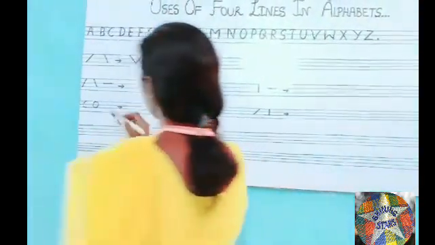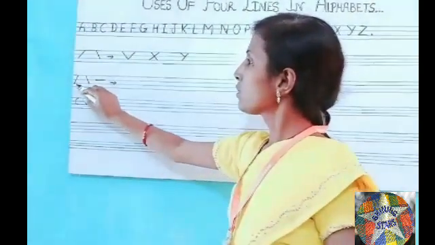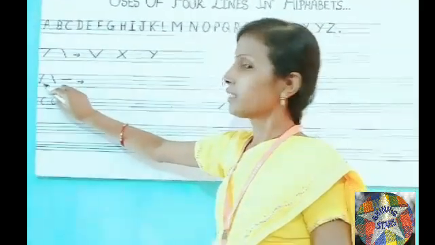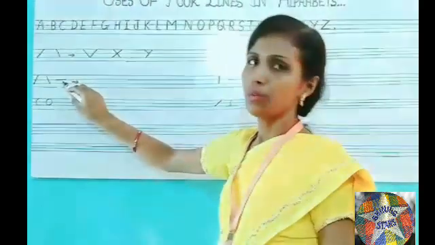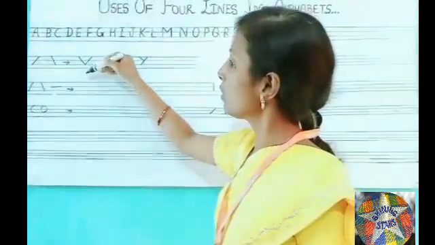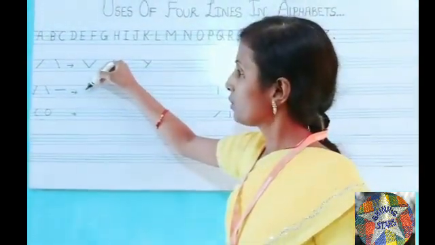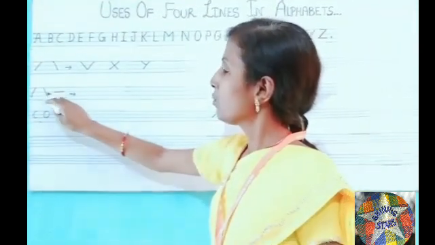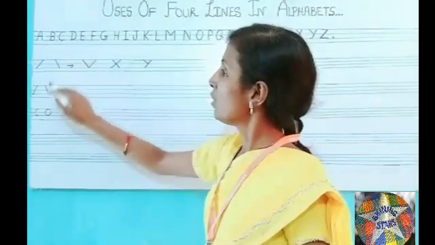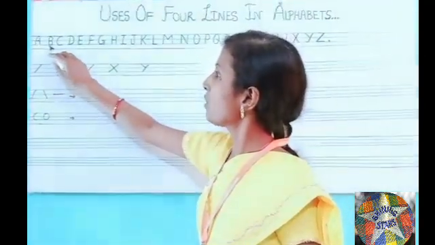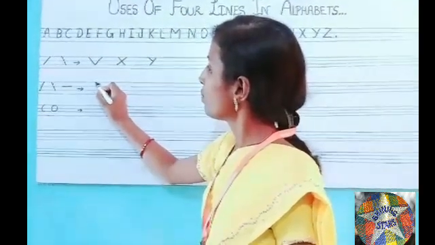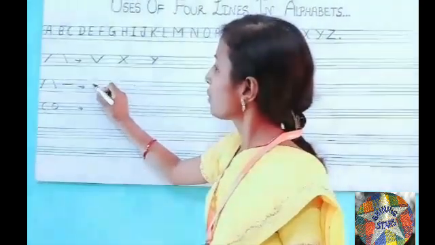Now look at here. This is two slant lines and one sleeping line. What is it? Two slant lines and one sleeping line. Before using these lines, we can count also. 1, 2, 3. But what are these slant and sleeping lines? Find it out. Which alphabet can we write? A.